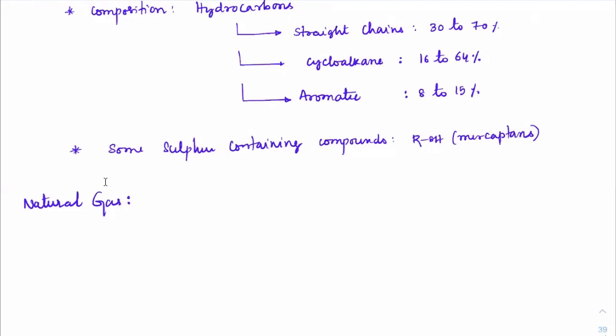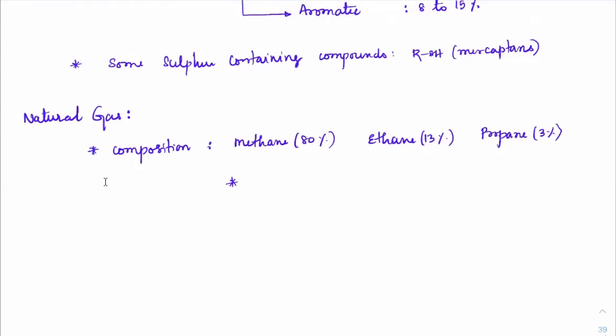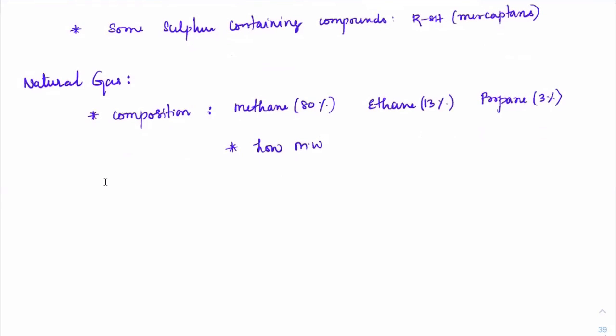Next, if you see natural gas, it would be mostly above the petroleum deposits, correct? It would have mostly low molecular weight alkanes, especially methane and ethane. So composition wise, if you check out, it would have methane, which almost has 80%, and all of these are by weight, 80% by mass. Then ethane around 13%, and propane around 3%.